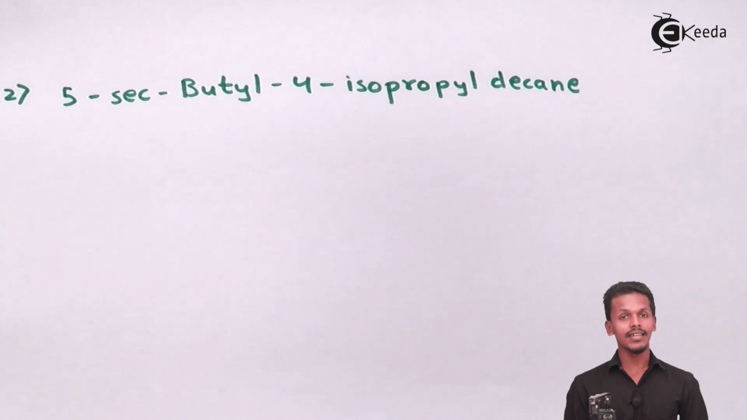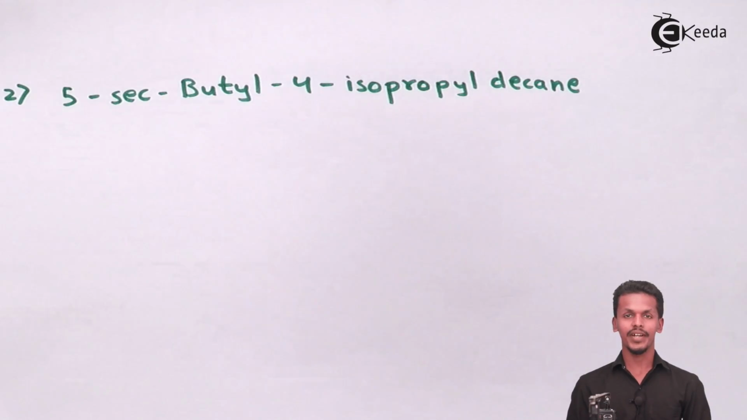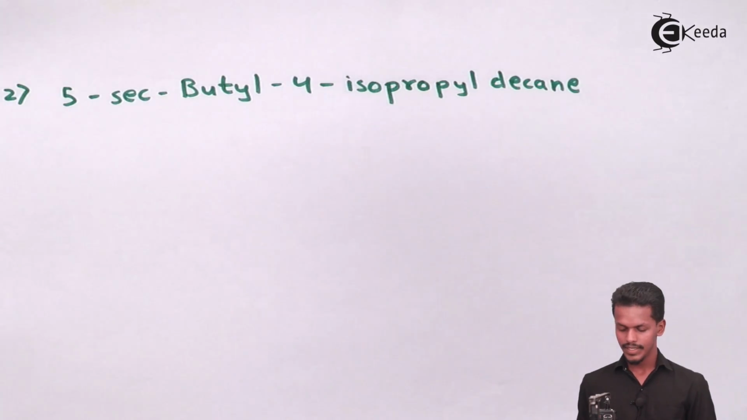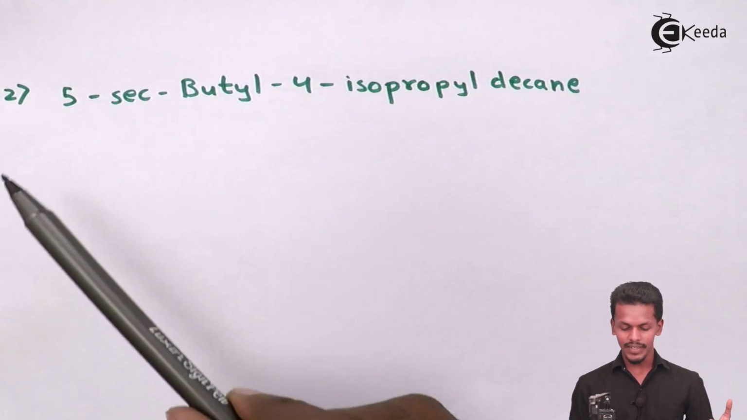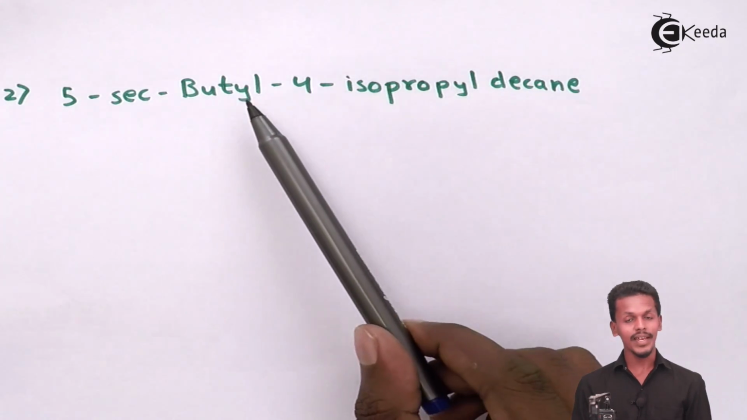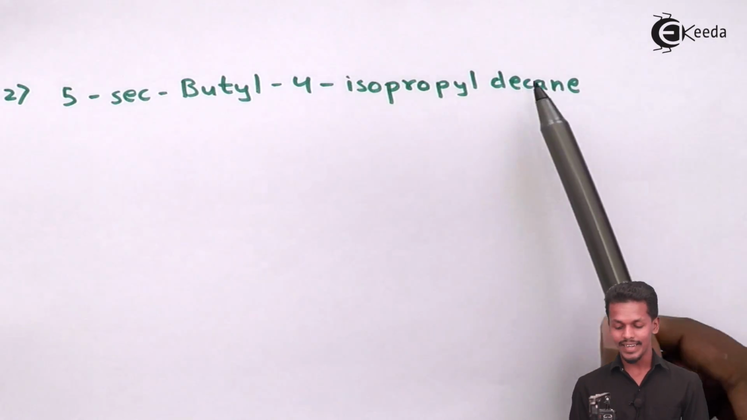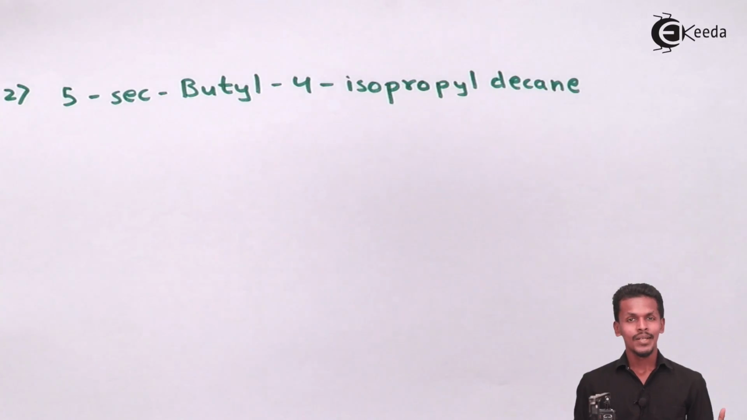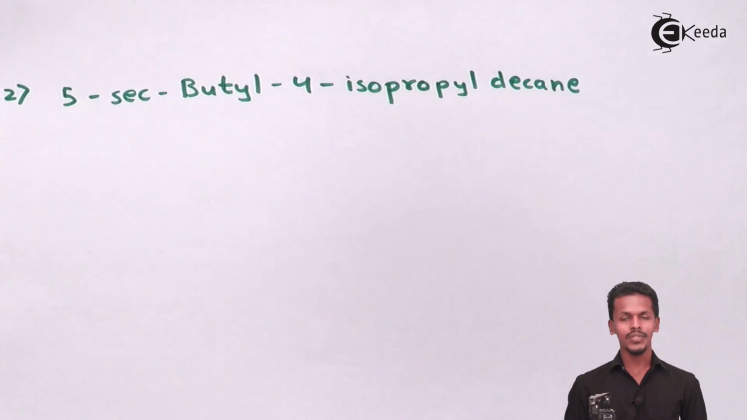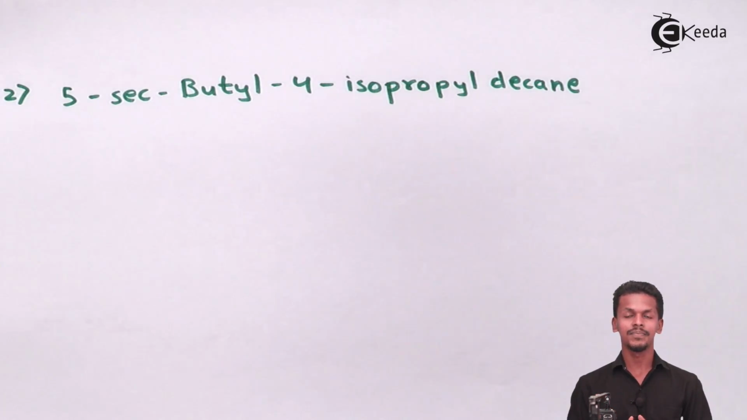So now this is the second IUPAC name that has been provided to us, for which we have to draw the structural formula. So let us understand this name. This name is 5-secondary butyl-4-isopropyl decane. In this case, as I have said earlier also, we have to just observe the suffix of the name, and in this case the suffix of the name is decane.